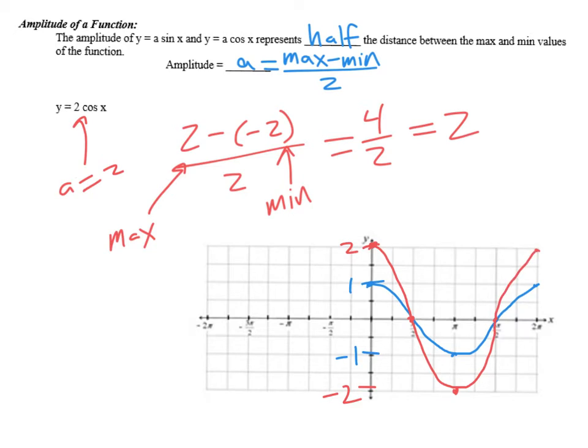So we made the top go higher, right? Again, we call that top the max, and the bottom go lower. We call that bottom the minimum, okay? So we can stretch the function out, okay? Let's do another one with amplitude.